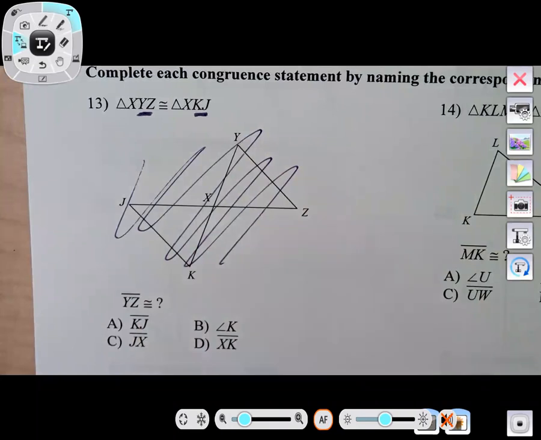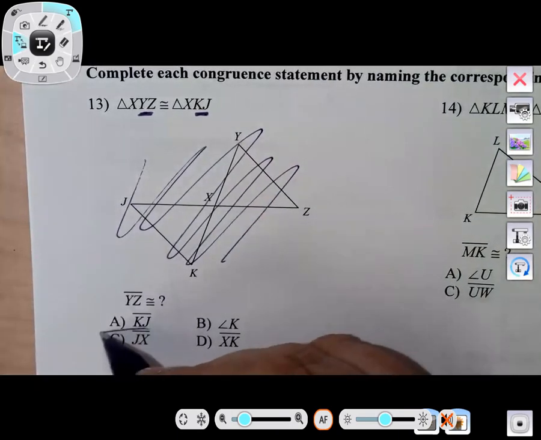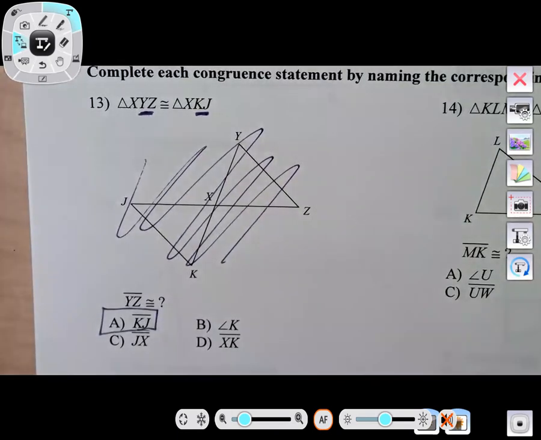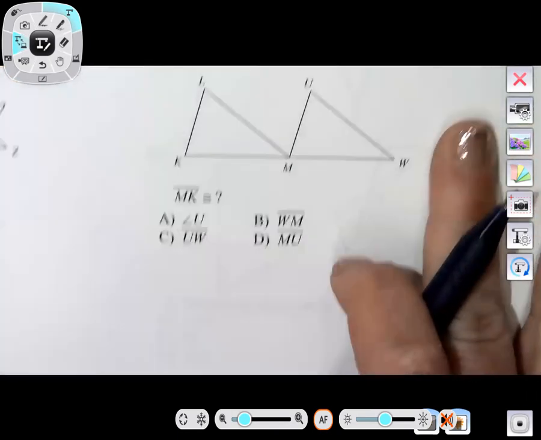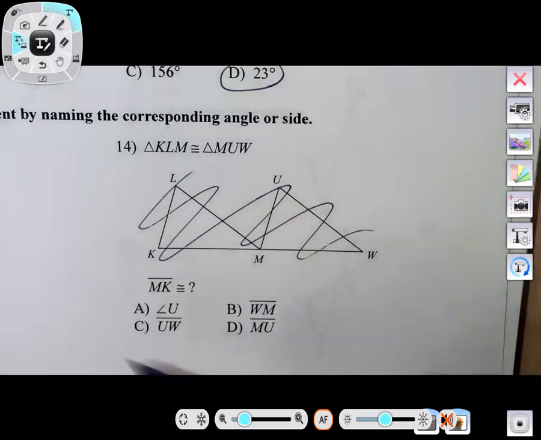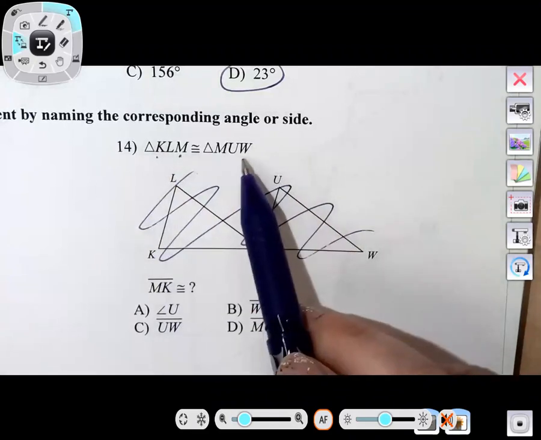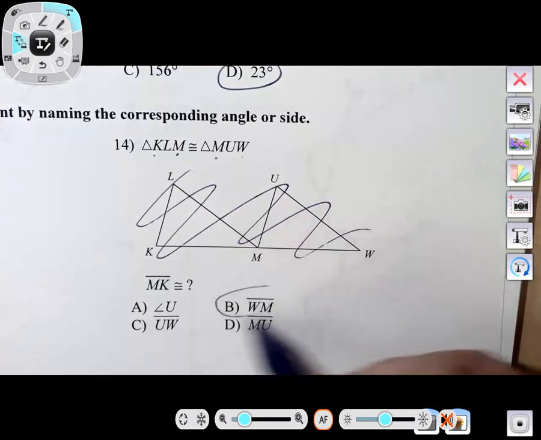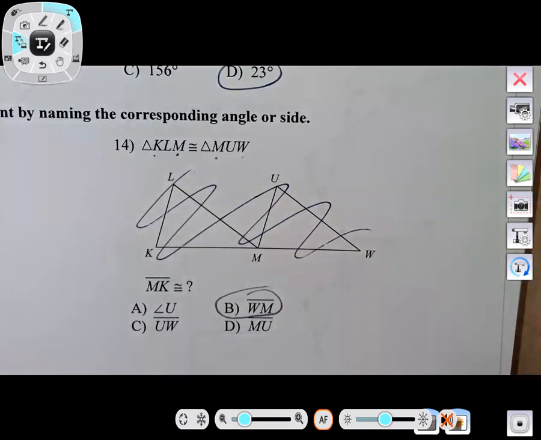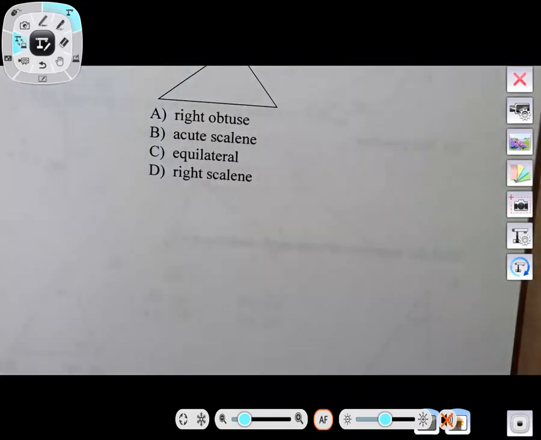So the congruent statement lists out everybody that matches up. So that's what we're looking for here. YZ has to match up with KJ, my brother's initials. So that's the one that we're going to pick. Same thing over here. I'm literally not even looking at the diagram. I think it's even more confusing. MK. So if I'm doing MK on this side, I have to do WM on this side. Sweet. That's nice and easy. As long as you know that that's what you're doing, right?